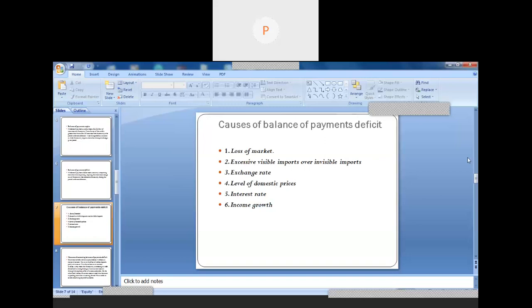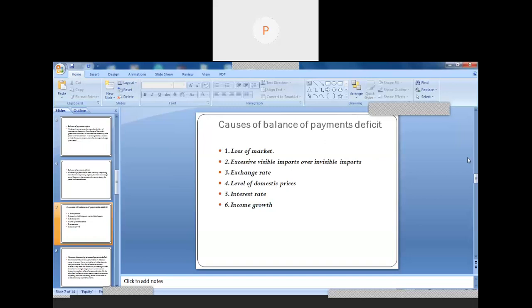Now the next point which I have written is the level of domestic price. Suppose a country with a high level of inflation. If in a country you are seeing that the price of a commodity is very high, it is likely to have a balance of payment disturbance. Why am I saying this? Because in that case, you will see that its exports will fall and its imports will rise. Why am I saying its exports will fall?